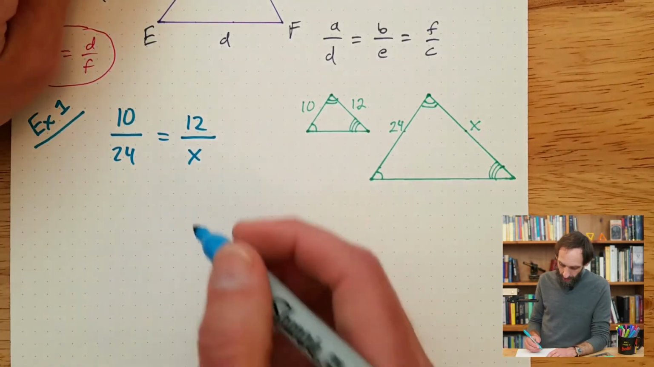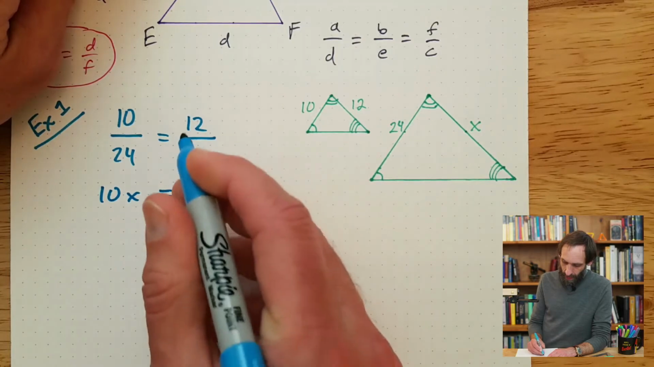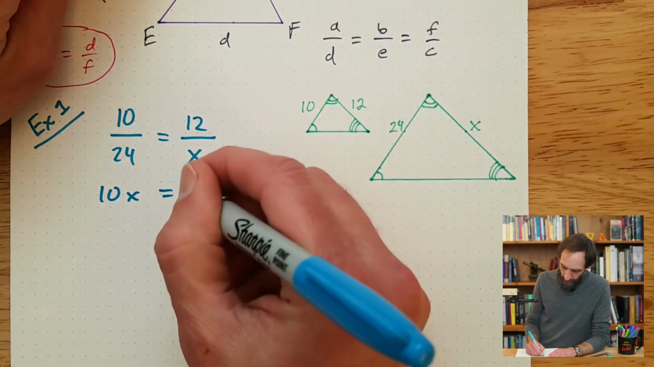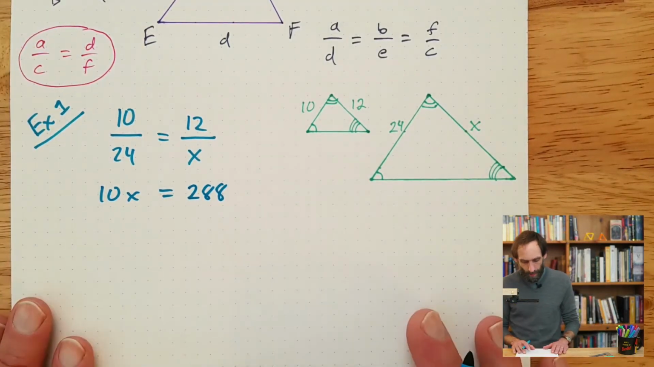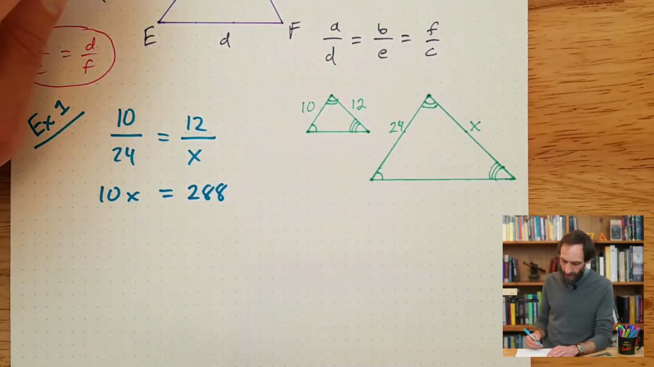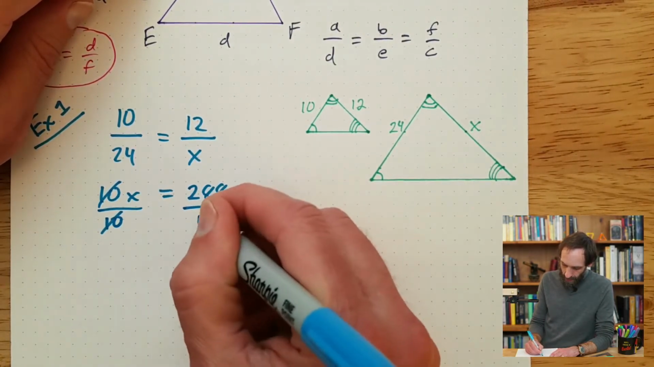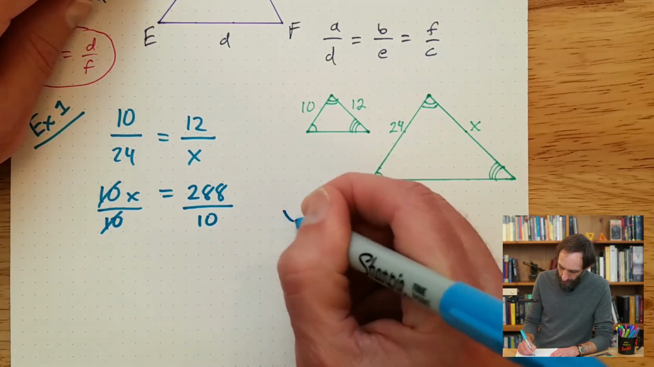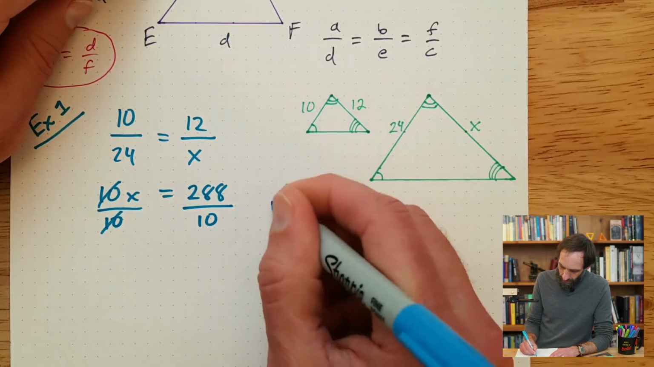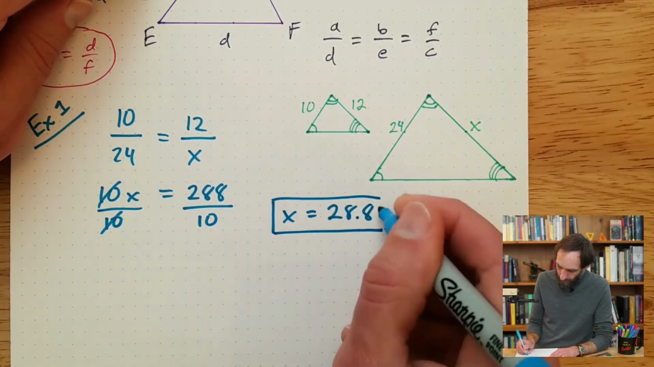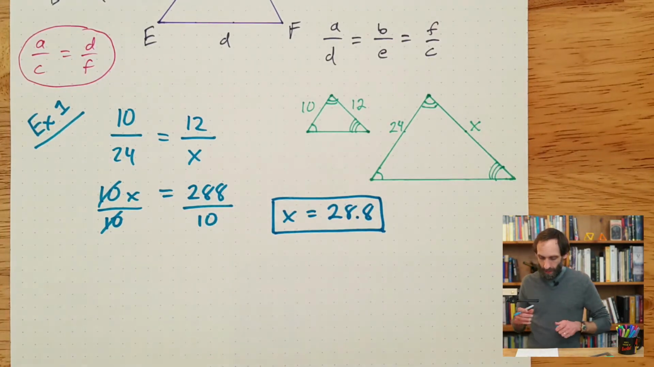And we cross multiply this, so 10 times x is 10x, and 12 times 24 is 288. Okay, so in order to solve for x, I just need to divide both sides by 10. These cross out, and I get that x is equal to 28.8. So that's the answer. So not too bad, right?